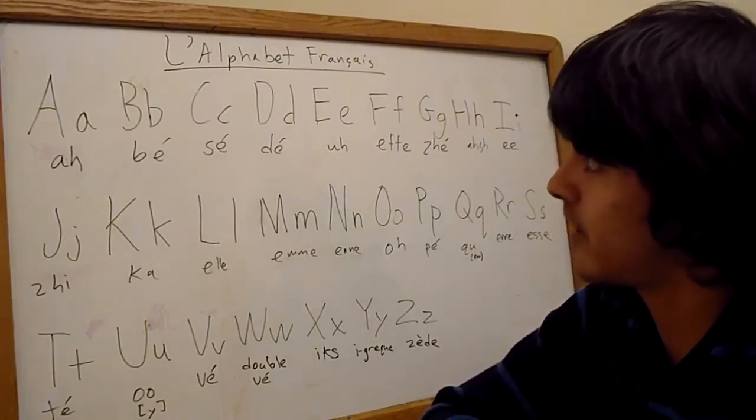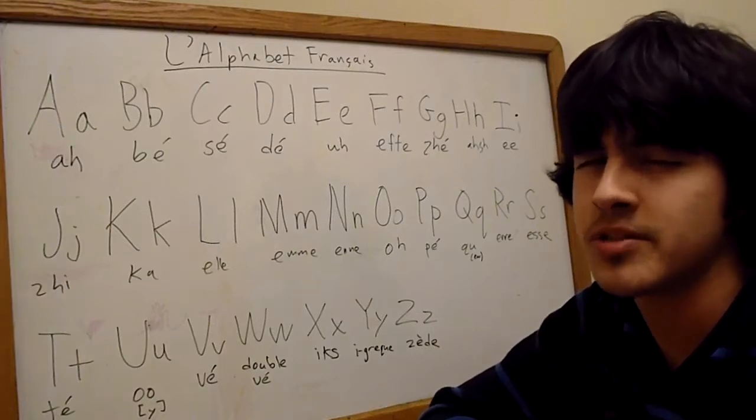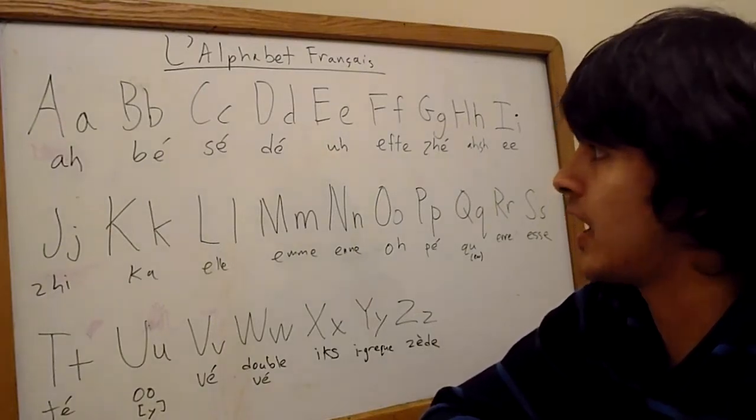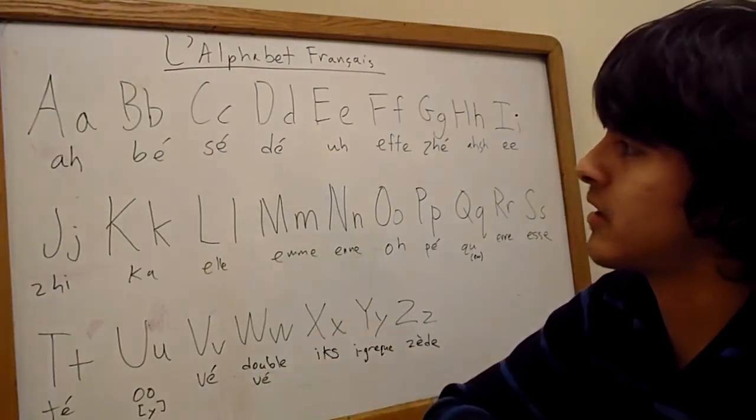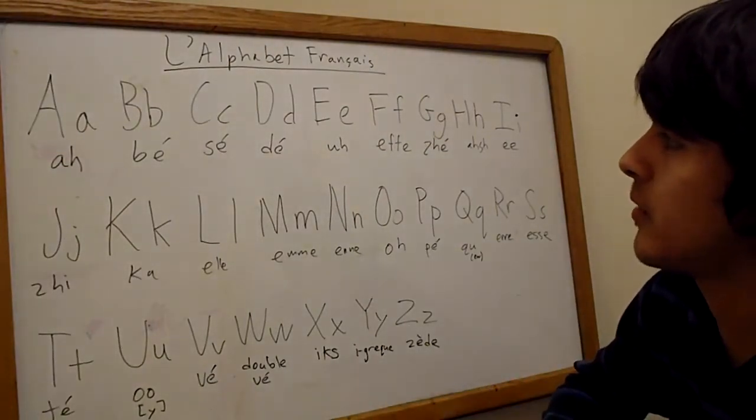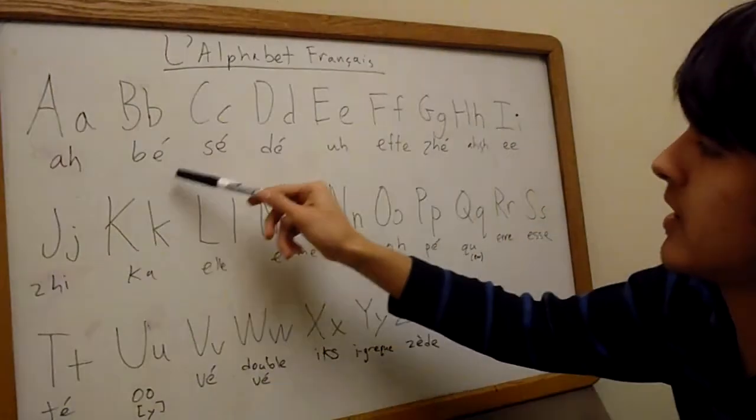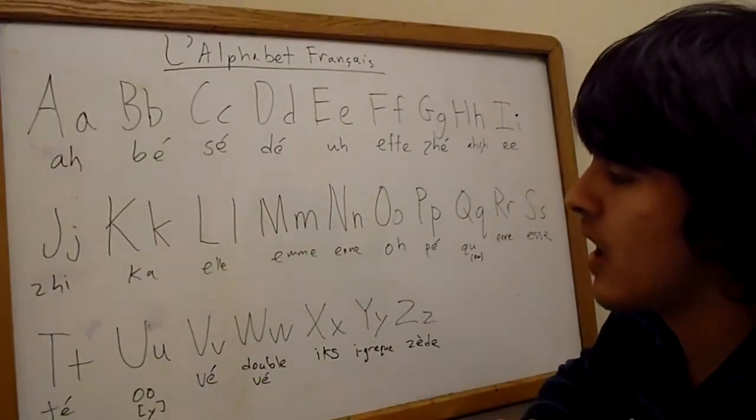We'll start with the alphabet, because in any language it's always best to know the alphabet. As you can see here, I've written up the alphabet from A through Z, with some of the pronunciations. I'll explain the accented ones in a minute.